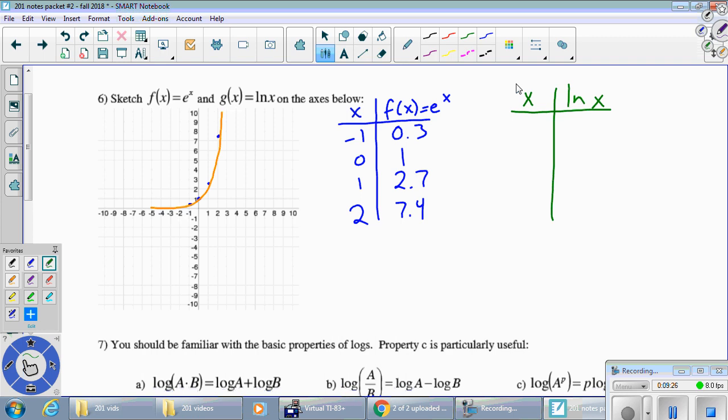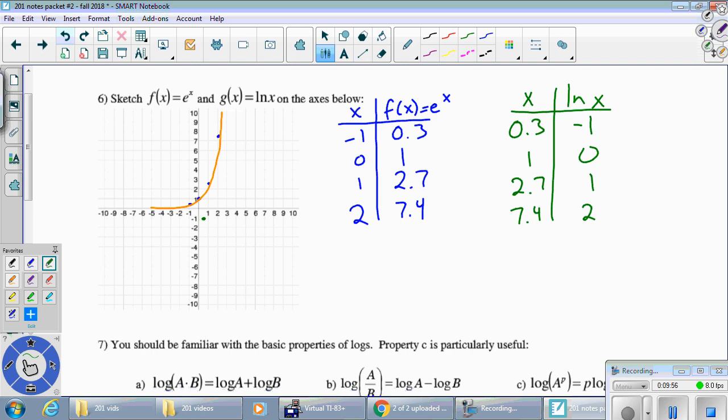The relationship between a function and its inverse involves swapping the coordinates, swapping the x and the y. So my first point in my blue table was -1, 0.3. This one is going to be 0.3, -1. 0, 2.71, and then 7.42. So we're going to plot those points. So 0.3, -1 here. Not quite there.